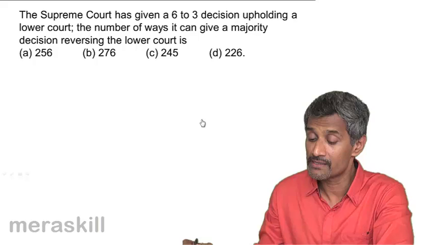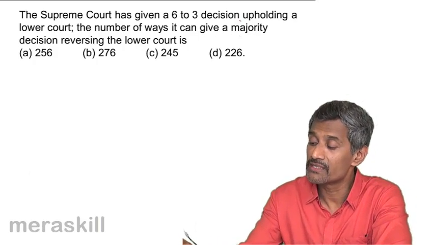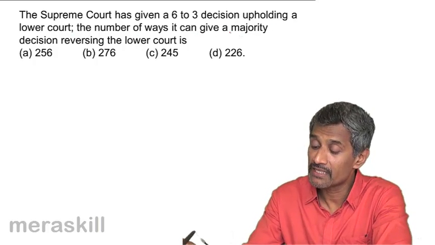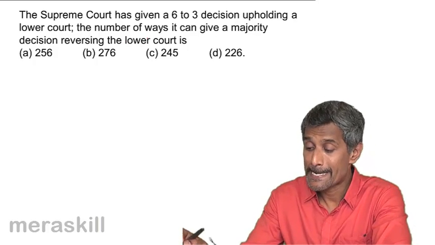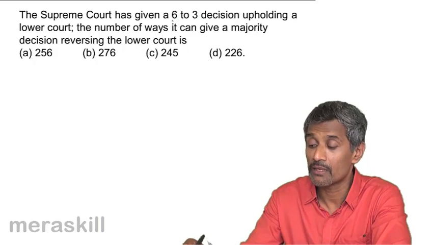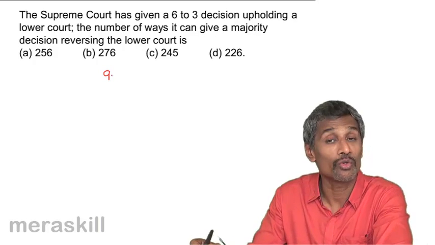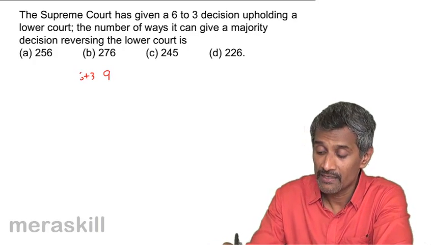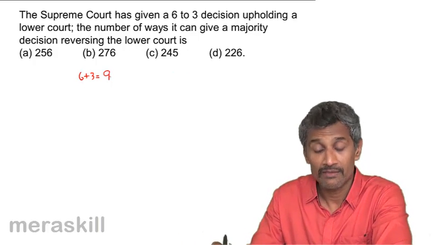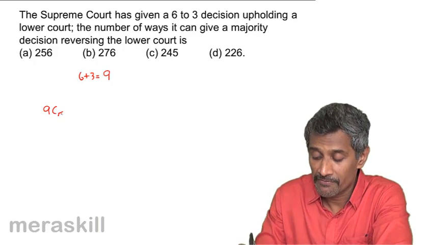Next coming is, okay, the Supreme Court has given a 6-3 decision upholding a lower court. The number of ways it can give a majority decision. Now, the Supreme Court has given a 6-3 decision. That means the total number of available ways in which you need to vote is going to be 6 plus 3, 9. So, if you want a majority, we need to have at least 5.